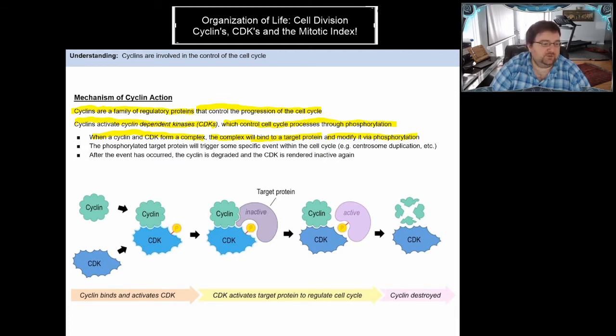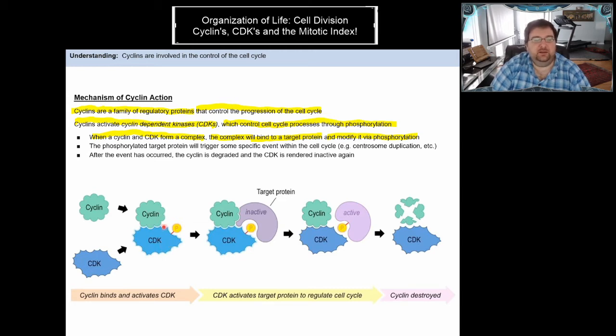Phosphorylation is a process that we learned about. I don't think we put a name to it, but we learned about it when we were discussing the mitochondria and chloroplasts in plant cells undergoing photosynthesis, the light and dark reactions. What we found is that ADP turns into ATP, right? That is an example of phosphorylation. Here you can see that we have a phosphate that is now bound to the CDK, and we can call this CDK activated now.